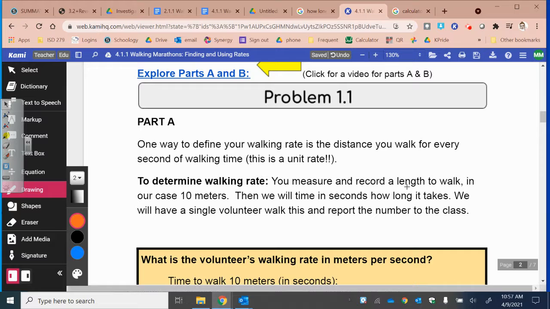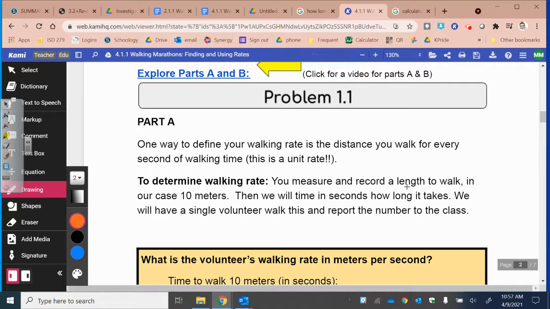Again, because of COVID restrictions, we have to do things a little differently this year. One way we're going to do this differently is instead of everyone calculating their own walking rate, we're going to calculate just a volunteer's. So I'm going to read through this and talk about what we're going to do in the future here.